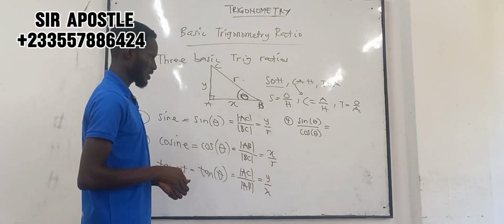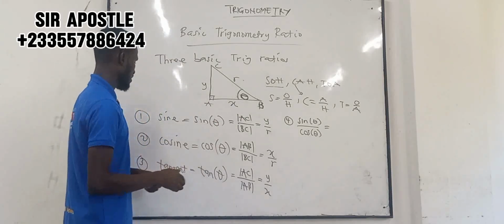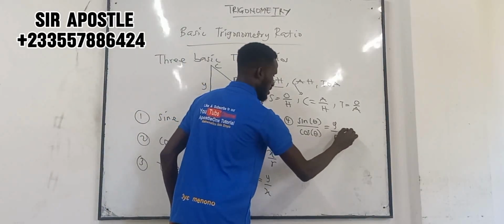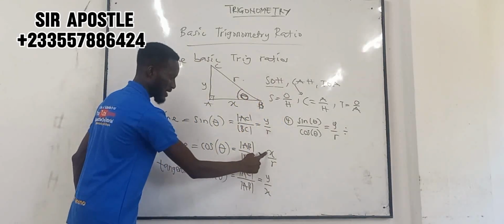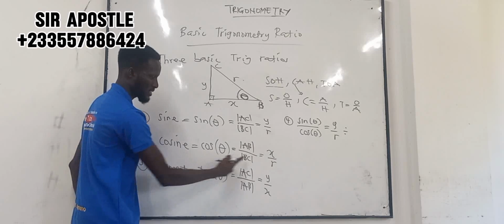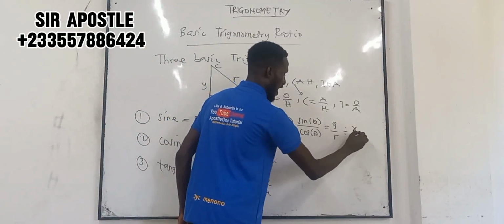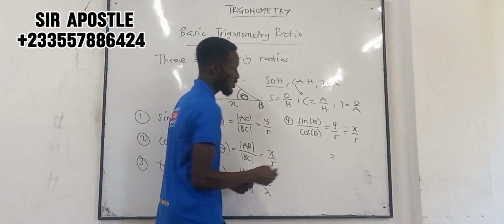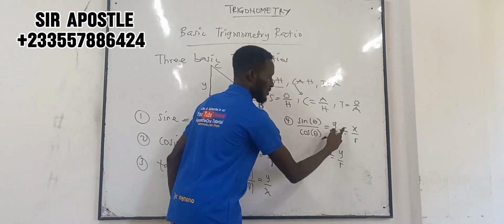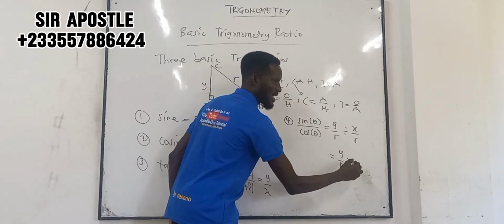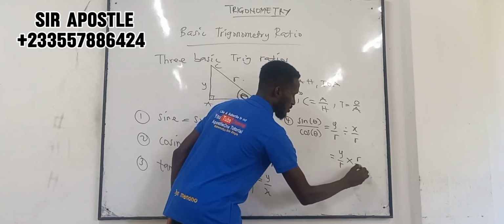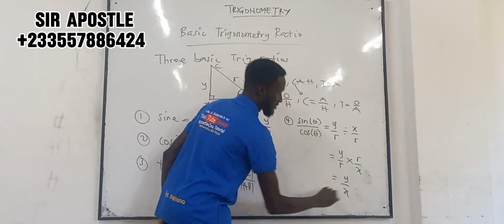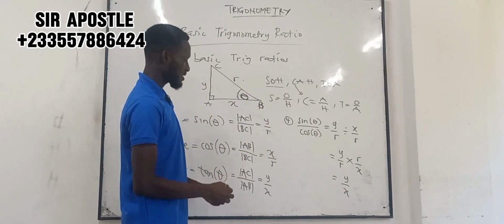Now, sine theta over cos theta, what is sine? Sine is y over r. So we have sine to be y over r divided by the cosine. Cosine is x over r. Now let's apply our simple mathematical operation in fractions. We have y over r, we change this to multiplication, then turn this one upside down. We reciprocate the second fraction, r over x. Now this r and this r will go off. We get y over x.